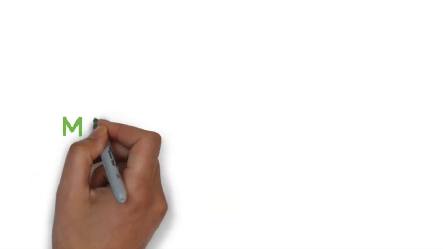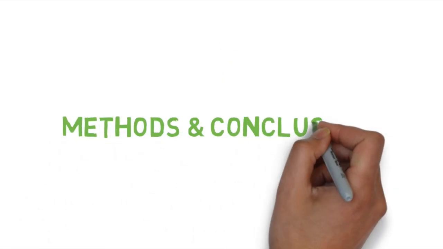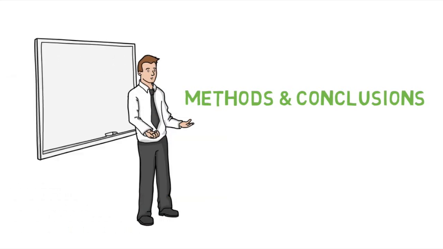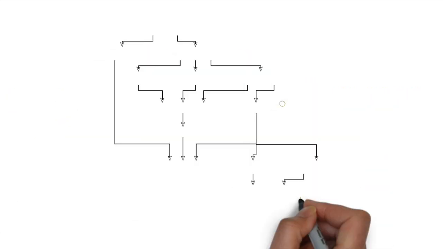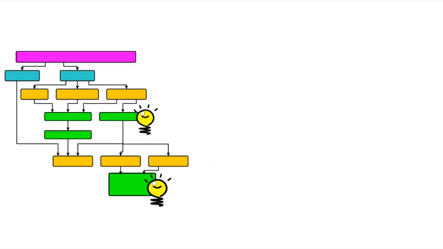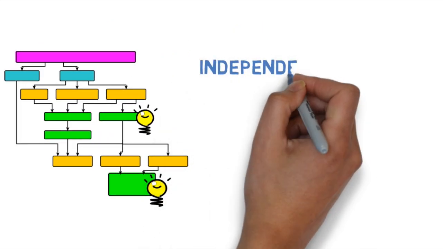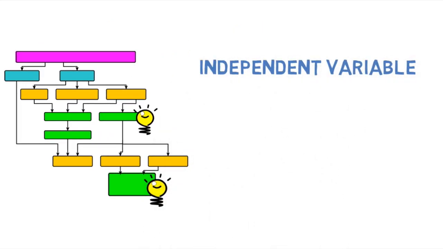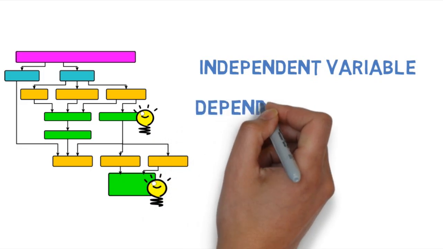The third component is the methods and conclusion section. First, let's talk about the methods portion. The methods is where you're going to outline exactly how you propose to design the study that you wish to test. This includes you defining your variables, which will be your independent and dependent variable, explicitly.